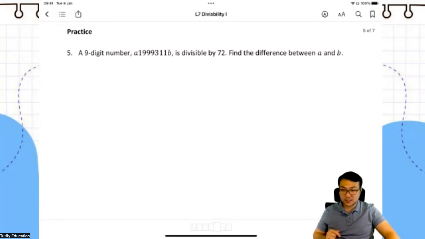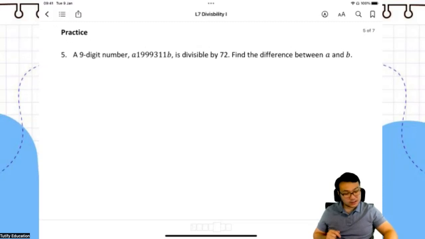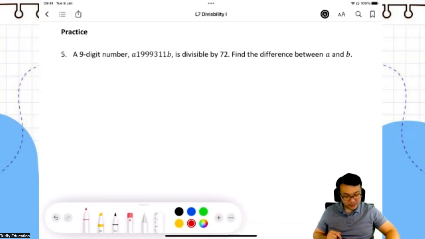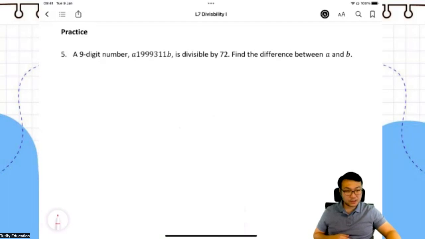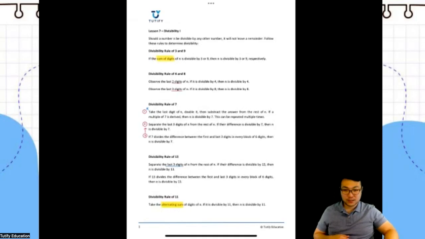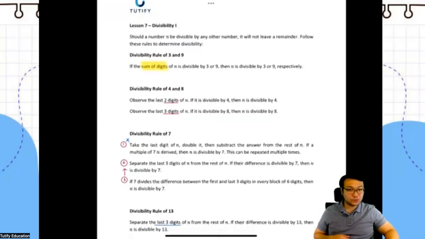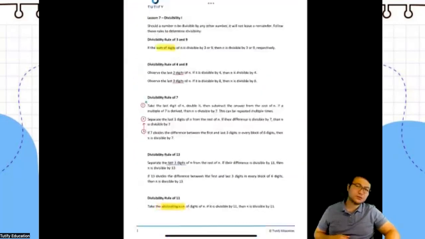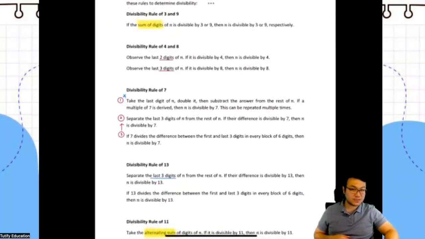Okay, Alistair, can I ask you to help me with this? Now, they're giving us a 9-digit number, a very long number, right? And they're asking you to make it divisible by 72. Is there a divisibility rule of 72? I guess. You guess. No, there isn't. The divisibility rules are all here, and I do not see the number 72. I don't see the divisibility rule of 72 here. So what should I do if they want me to make something divisible by 72?